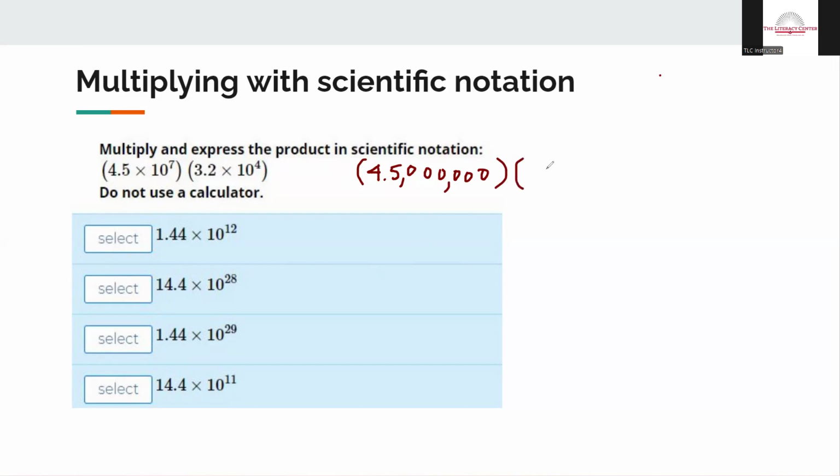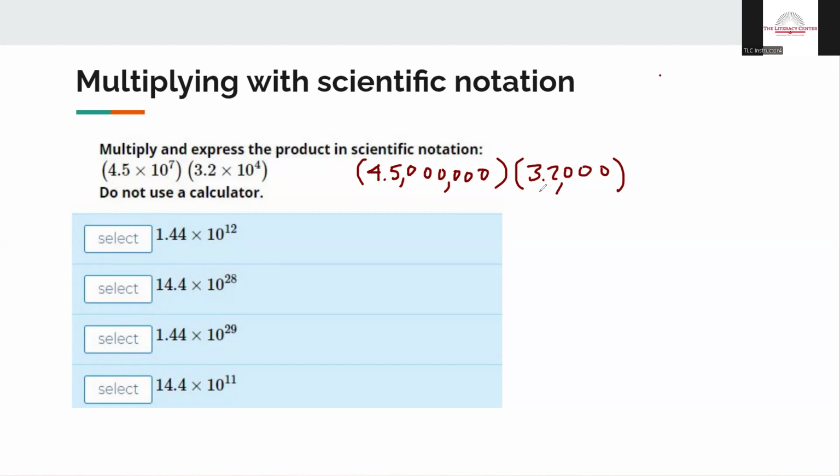The other number's a little bit easier. 3.2, we're going to move that 4 places. 1, 2, 3, 4. We'll add 3 zeros. That is 32,000. Grab your calculators and multiply those two numbers, and you will get the correct answer to this question. I'm going to do it right now. I did it before, but I'm going to do it again.